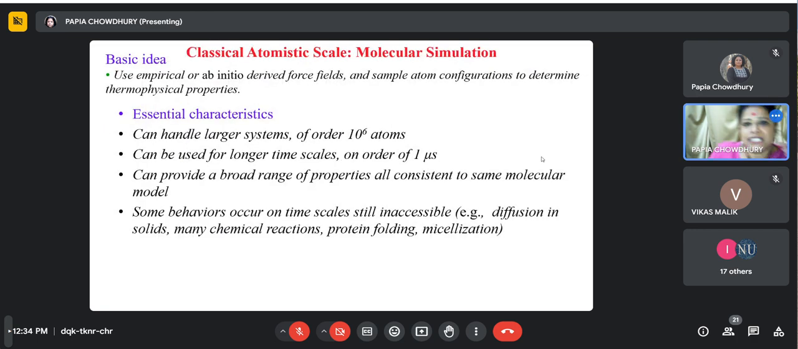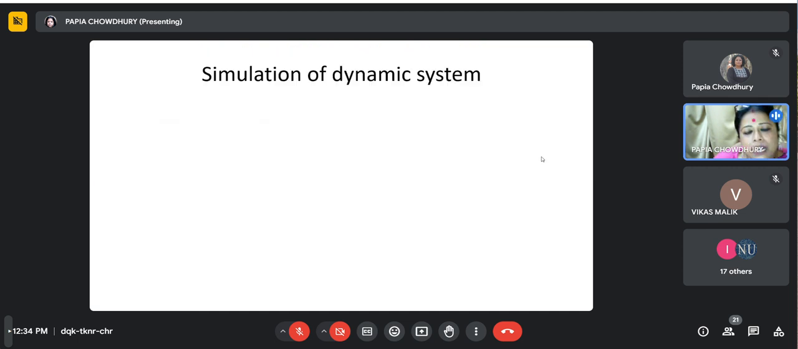For the atomistic scale, where we generally apply molecular simulation, we use some experimental data, and we also take some ab initio theoretical data. The basic parameter here is the force field to create the equation. In this case, we can easily handle a large number of atoms, up to 10 to the power 6 atoms. The time scale to solve this type of system can go up to the microsecond level. But the problem is that the accuracy level is lower.